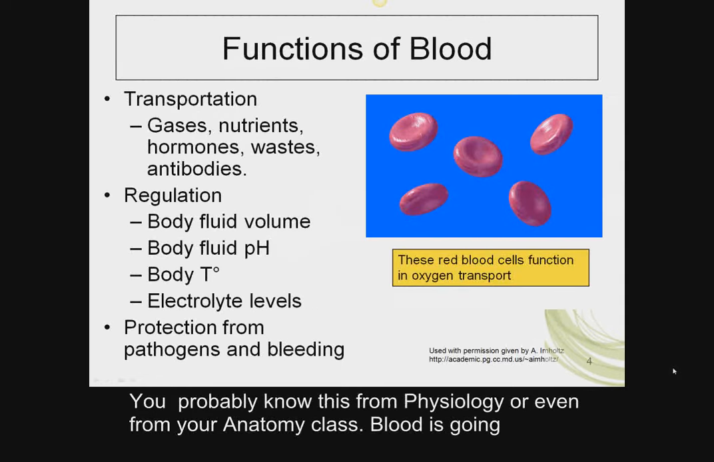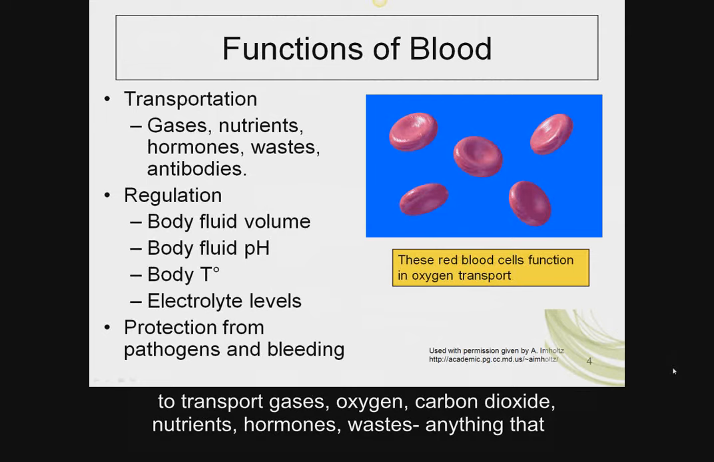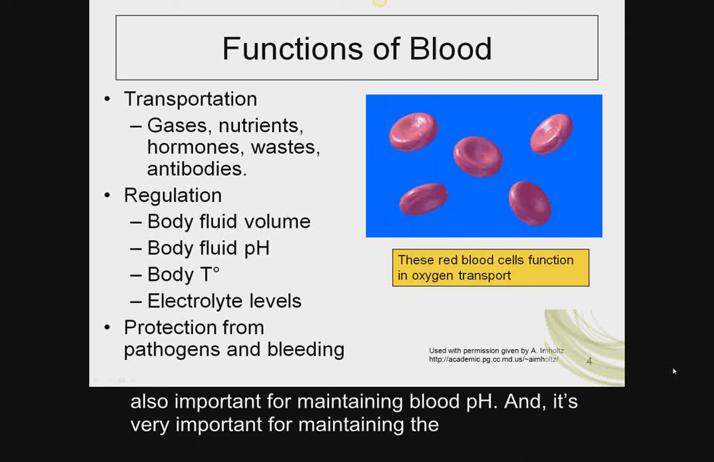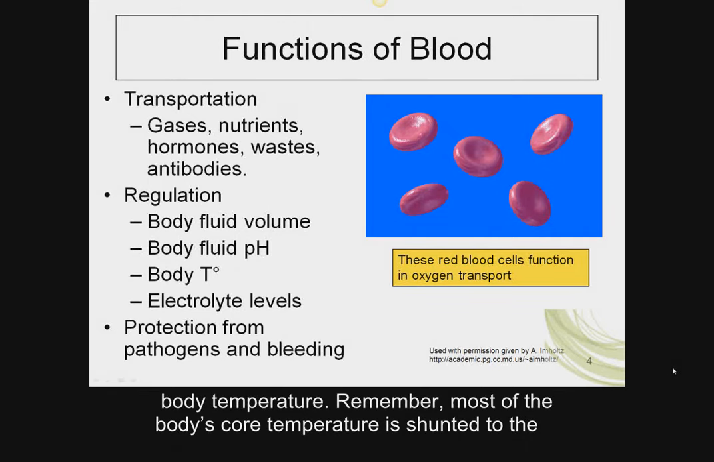You probably know this from physiology or even from your anatomy class. Blood is going to transport gases like oxygen and carbon dioxide. It will also transport nutrients, hormones, waste, anything that can be dissolved in the plasma. Blood is important for maintaining blood volume. It is also important for maintaining blood pH, and it's very important for maintaining the body temperature.